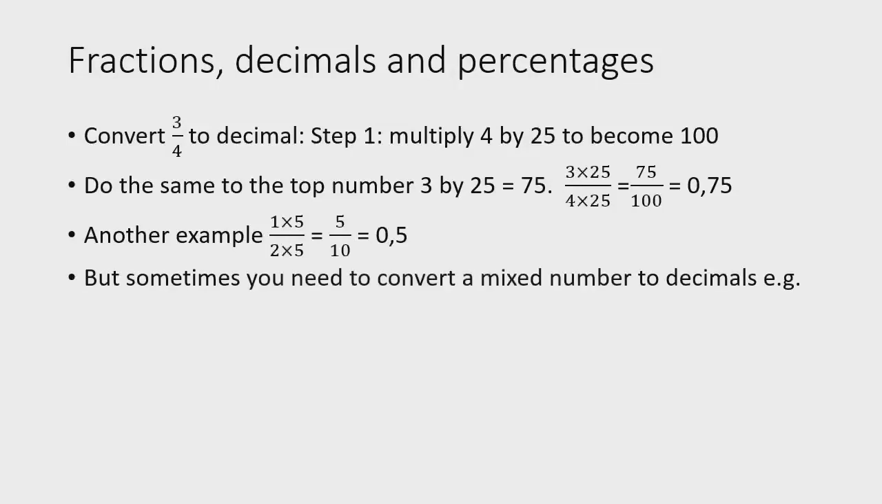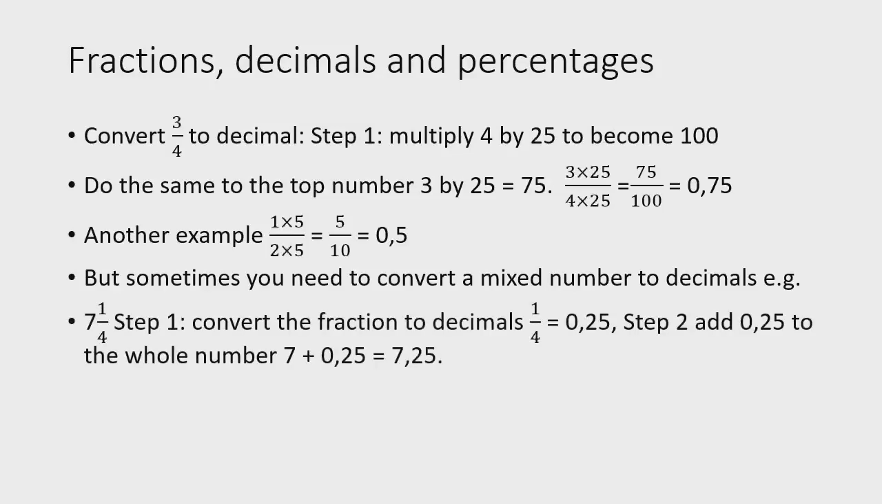But sometimes you need to convert a mixed number to a decimal. For example, 7 1/4. The very first step that you need to do is convert the fraction to a decimal fraction, which means that you need to multiply everything out, which is 7 times 4 plus 1. And you work it out and you will see what your answer will be. And you add the 2 and then you will have the final answer as the step is showing there.